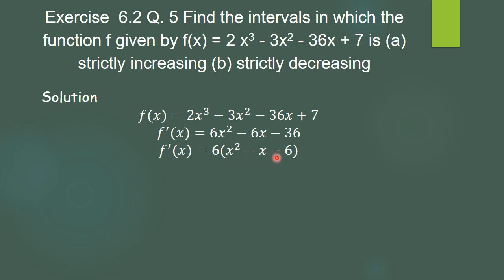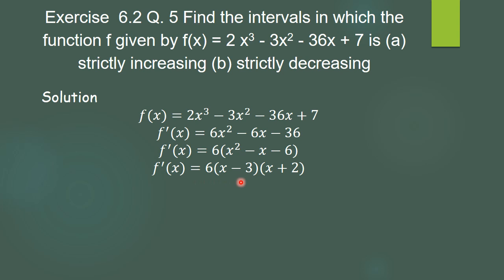Now we need factors of 6 such that the difference should be 1. So we get the factors as 3 and 2, and so the factorization of f'(x) is 6(x − 3)(x + 2). Now at x = 3, f'(x) becomes 0. At x = −2 also, f'(x) becomes 0.